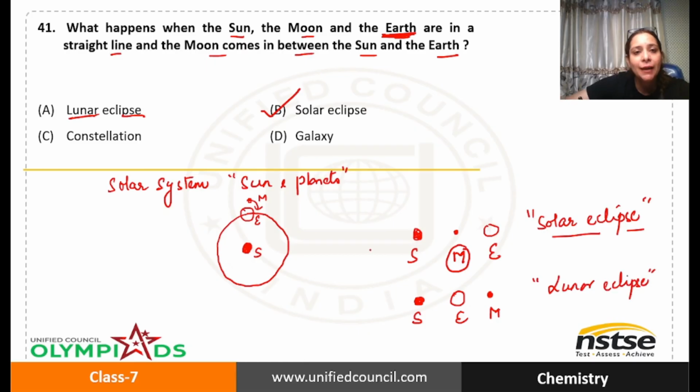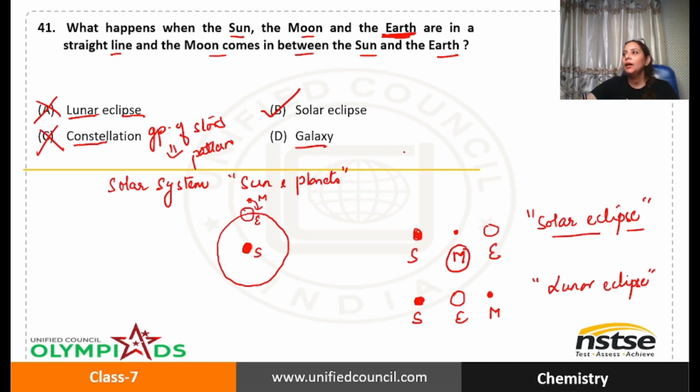Now talking about constellation, it is again not the correct one, because constellation means a group of stars which resemble a certain pattern, maybe a hunter, maybe a scorpion. So that is called a constellation. Here we are not talking about constellation. And a galaxy comprises dust, celestial bodies, and everything which is present. Like we live in the Milky Way galaxy, which is also called Akash Ganga. So again, it is not galaxy. Therefore the correct answer is option B.